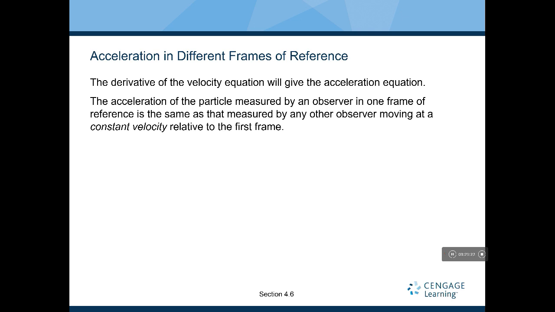Accelerations from different frames of reference. The derivative of the velocity equation will give you the acceleration equation. The acceleration of a particle measured by an observer in one frame of reference is the same as that measured by the observer in the other frame of reference, at a constant velocity for the first frame. That's confusing. It says the acceleration is going to be the same for both of them as long as velocity is constant, which is messy, but essentially it says that we'll agree acceleration is 0 when we're both traveling at a constant velocity. What happens when we start changing those velocities?